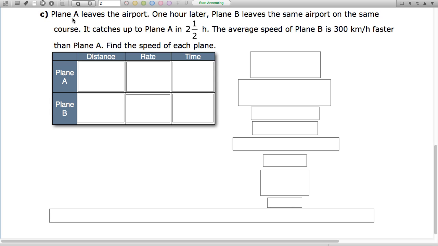It says we've got plane A that leaves the airport. 1 hour later, plane B leaves the same airport on the same course. It catches up to plane A in 2.5 hours. The average speed of plane B is 300 kilometers per hour faster than plane A. We want to find the speed of each plane.